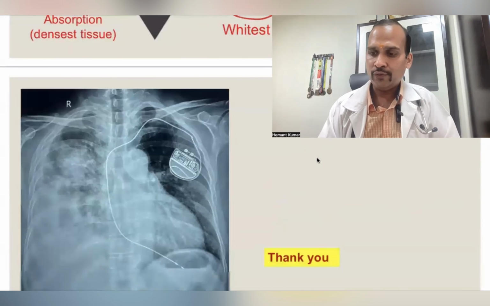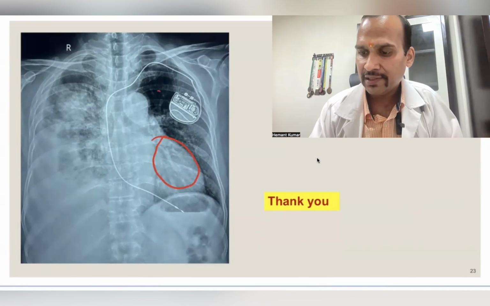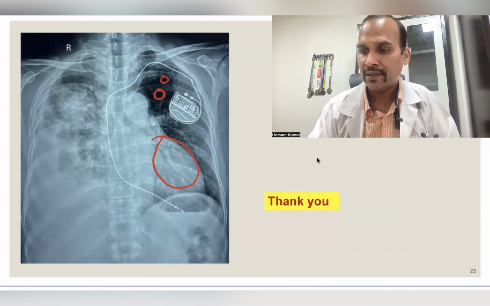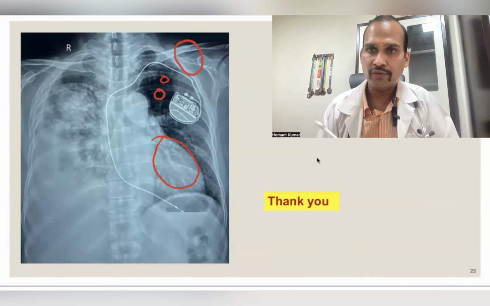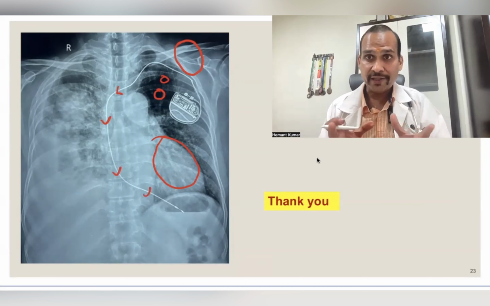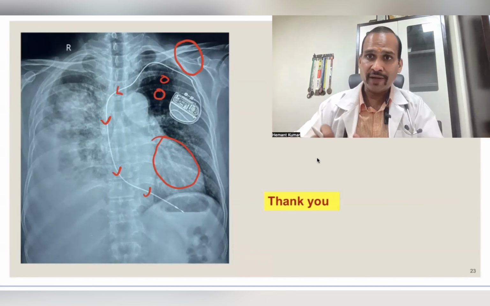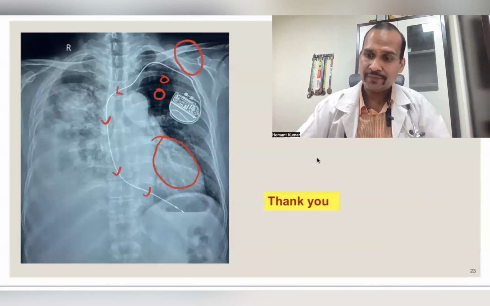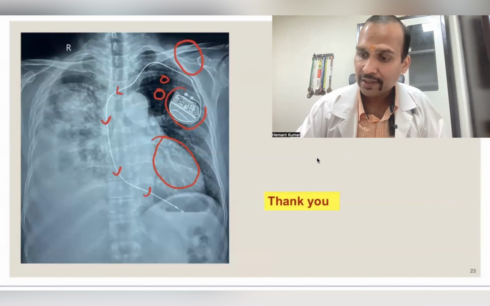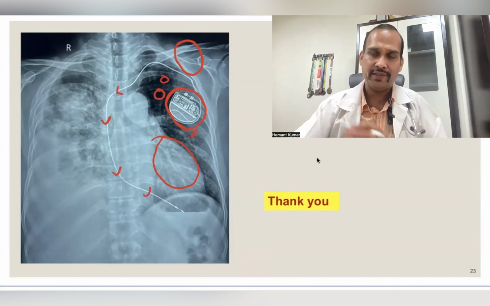If you see this x-ray, you can see this is water, a whitish area. This is air, a black area. Bone is whiter, and this is a metal wire. Can you see how white this metal wire is? So the denser the thing, the whiter it is. This is a pacemaker made up of metal, so it looks more white.